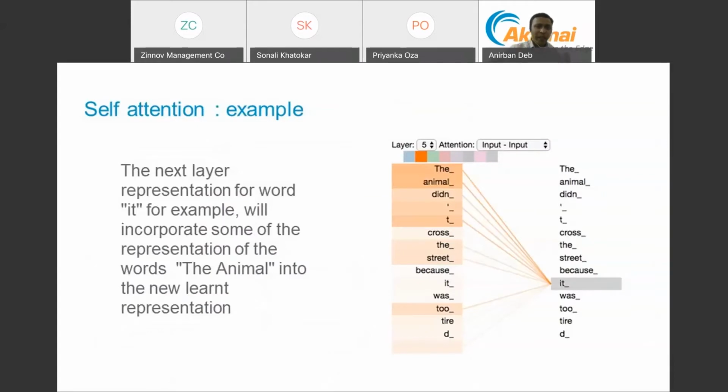And here's an example, like the sentence is this: the animal didn't cross the road because it was too tired. So in this case, because it, what is it? It is the animal, of course. So if you see that the word it has to incorporate some of the representation from the word the animal into its newly learned high level representation, which I can then process in the higher levels. And that will actually carry some of the meaning of the word, that it is an animal.